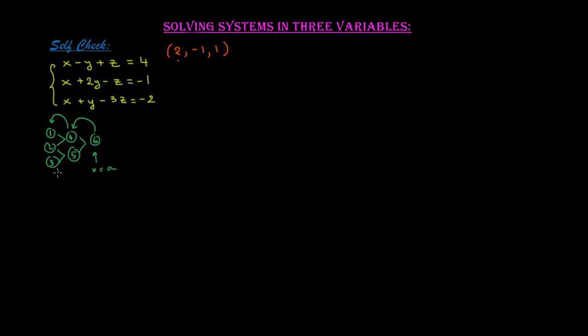What we're going to do is pick randomly 2 equations to cancel out 1 variable. So I'm going to choose the first and second equation because z already has opposite coefficients. So I'm going to solve for equations 1 and 2.